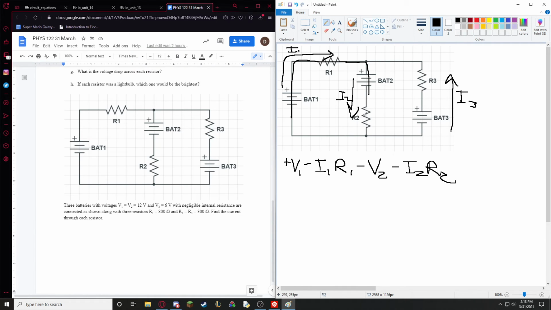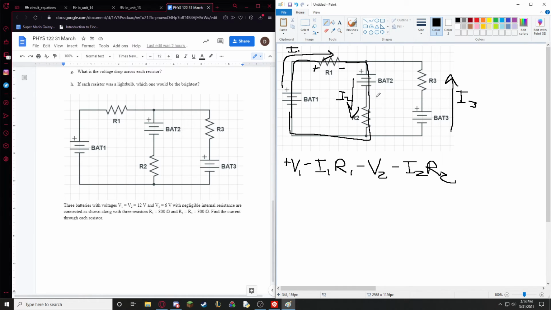I2 R2. Wait, why did you have I1 R1 as minus? Because we're going along the direction of I1. So that's not positive? No. The voltage across a resistor is always going to be negative because it's a voltage drop. Or another way, we can draw plus and minus signs for the terminals of the resistor. That usually helps me. For a battery, the plus side is always in the direction of the current. And for a resistor, it's always against the current.